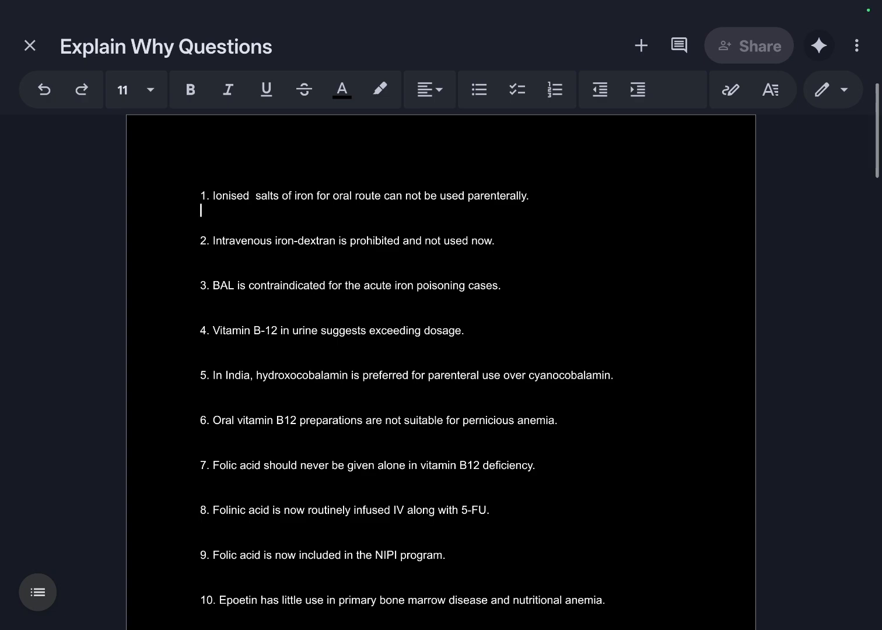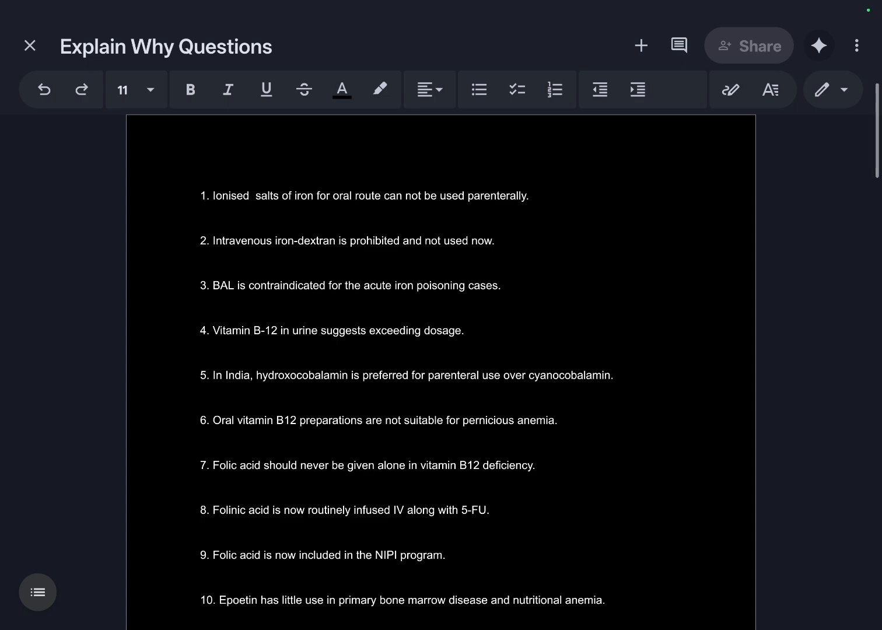So if folinic acid, leucovorin, is added, it donates a reduced folate cofactor, which forms a highly stable ternary complex. That is 5-fluorouracil, thymidylate synthase, and folate cofactor. They form a complex, and it locks the enzyme completely. So synergistic and irreversible inhibition of DNA synthesis in cancer cells occurs. That's why we administer leucovorin or folinic acid with 5-fluorouracil.